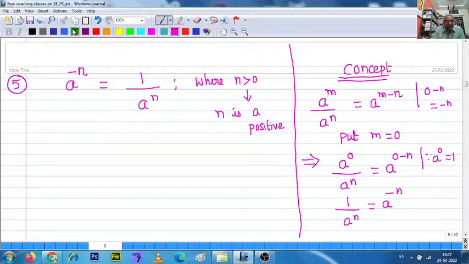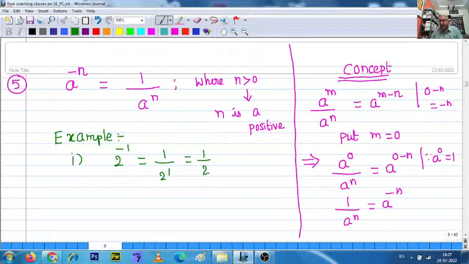Now let us discuss some examples for your better understanding. We shall discuss from basic level to higher level. For example, if you want to find 2 to the power of minus 1, we can write 1 upon 2 to the power of 1, that is 1 by 2. Is it clear? Okay, next.